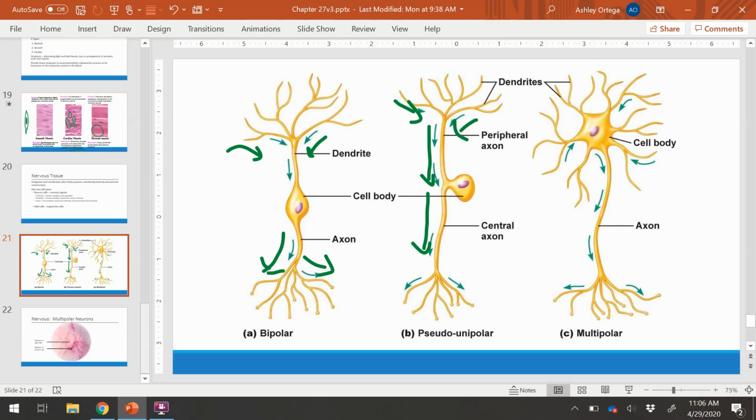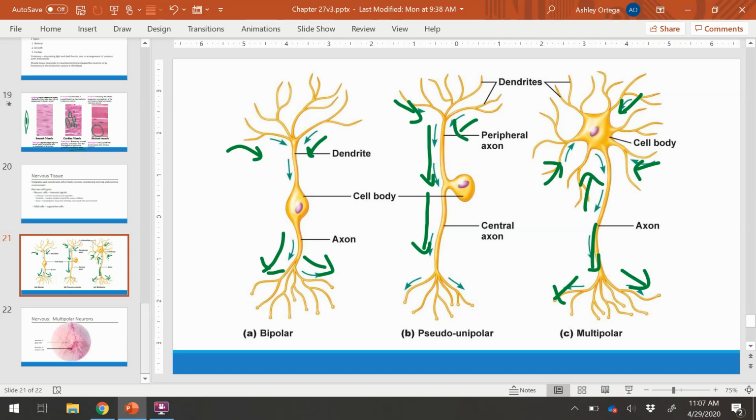And then lastly here, multipolar is going to be receiving signals from many directions, and then can be sending them out to several directions, to several areas. And so that's what you see in that last one. They're receiving from many directions, and then they're going to send out to different directions.